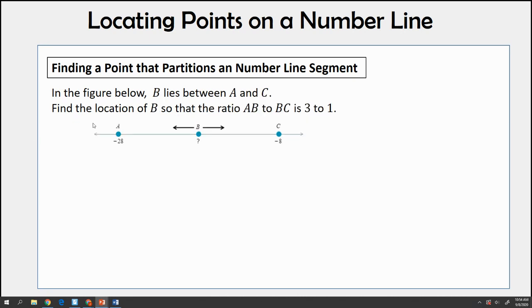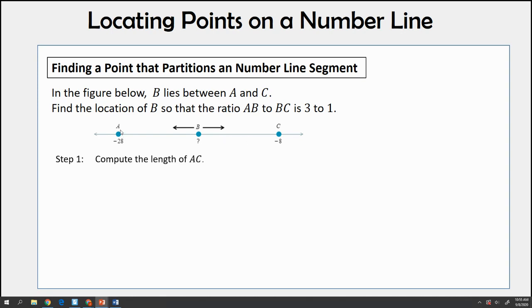Okay, another way of asking that same question is to give you a ratio like this. So in the figure below, B is between A and C. A is located at negative 28, C is here at negative 8. We know B is somewhere in between these two. We've got to find the location of B so that the ratio of AB to BC is 3 to 1. So obviously AB has got to be 3 times as much as BC. Okay, that's what we're trying to get here.